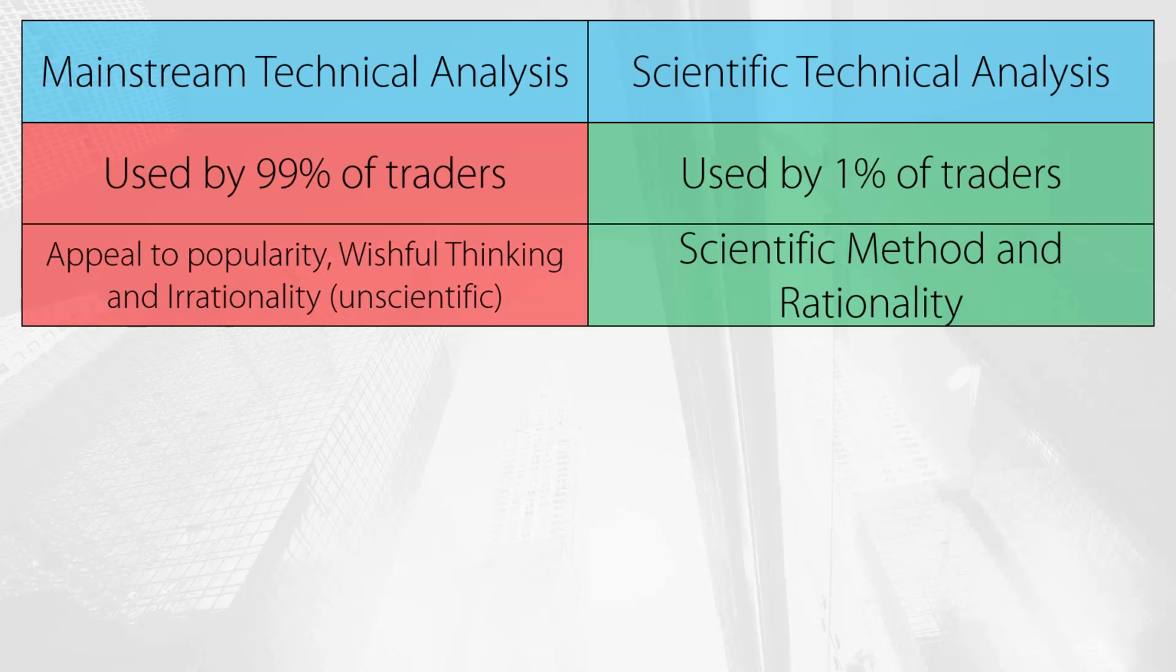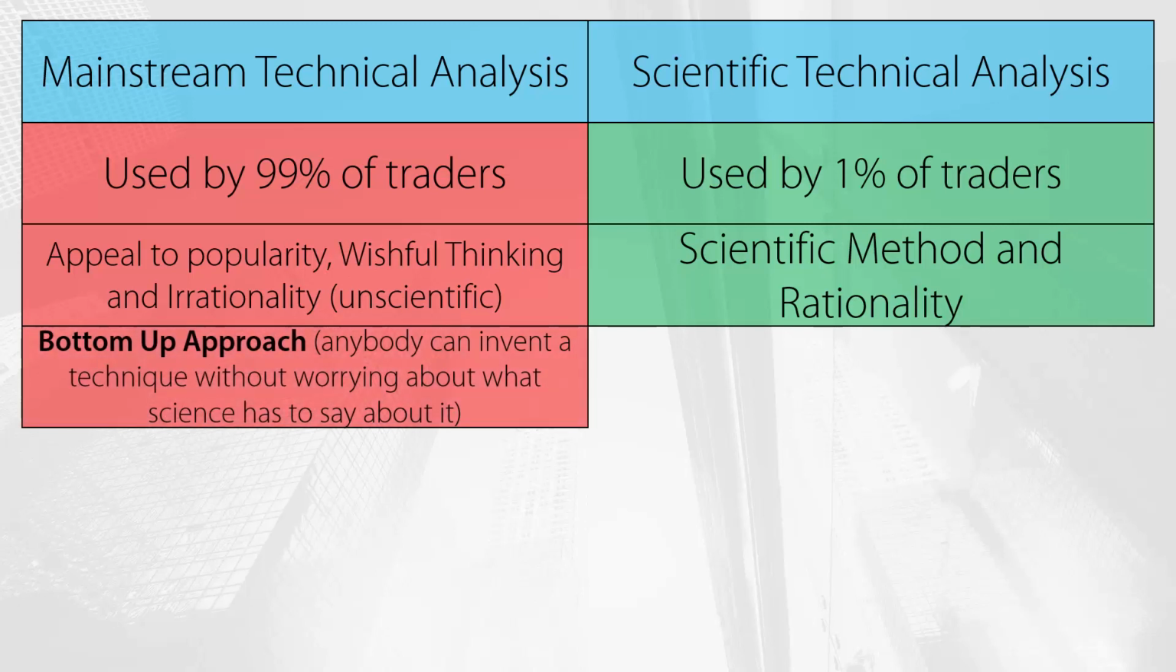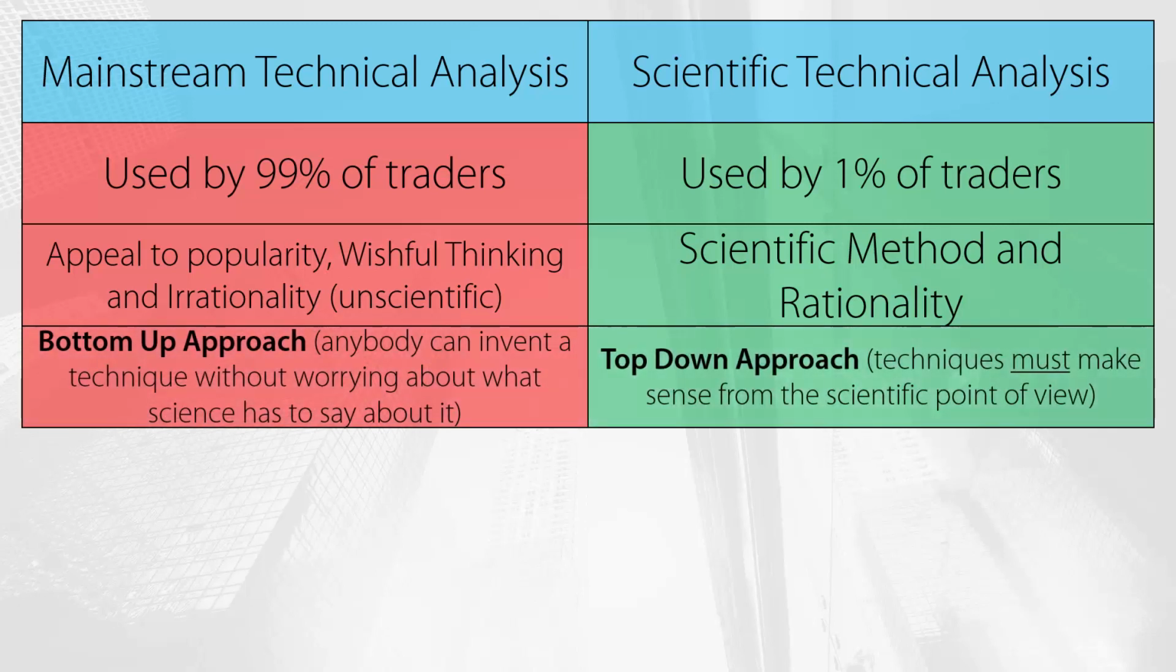The other difference about the mainstream and scientific types of technical analysis is that the mainstream type is a bottom-up approach, and the scientific method is a top-down approach. In other words, since the mainstream type is a bottom-up approach, people can invent theories and techniques about price without worrying about what the major fields of science have to say about these techniques. In the top-down approach of the scientific technical analysis, a theory or technique can only be used if it makes sense through the lens of mathematics, statistics, psychology, the laws of physics, economics and so on.